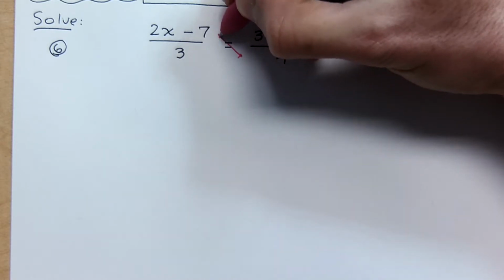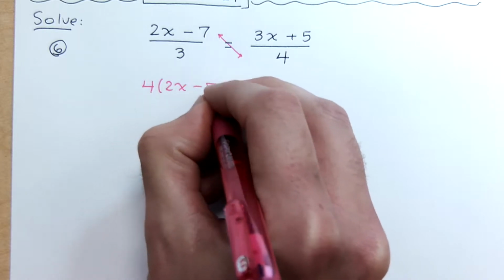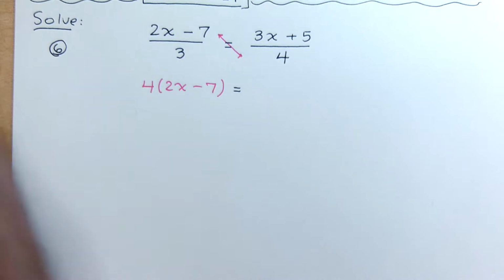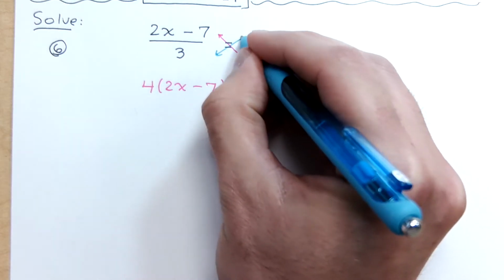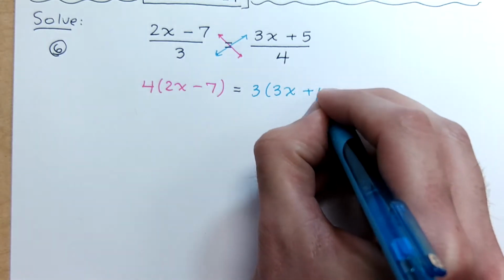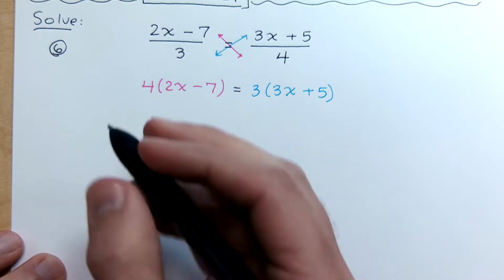I do the cross product here of 4 times 2x minus 7, that should equal the other cross product of 3 times 3x plus 5. And by setting the cross products equal, all of a sudden, you don't have fractions to worry about. Now, in order for us to see what kind of equation we have here, we need to distribute and then determine if it's linear or if it's quadratic or something else entirely.